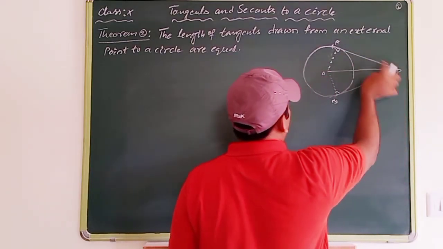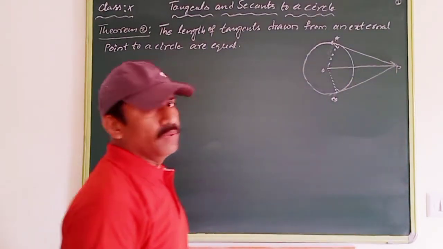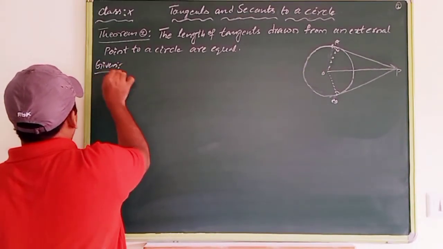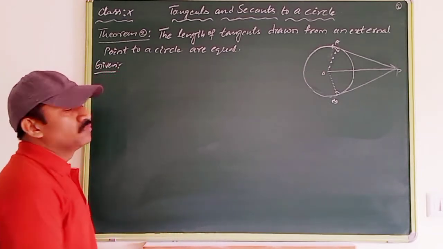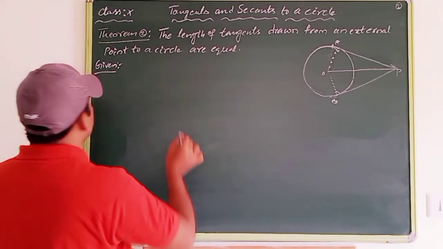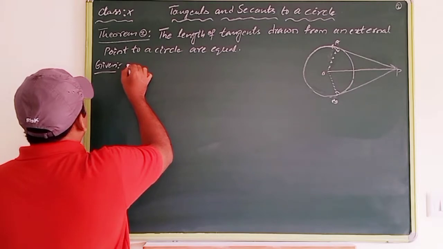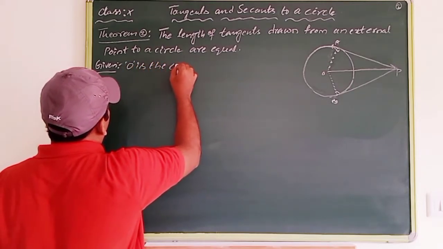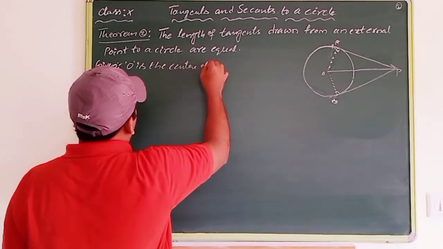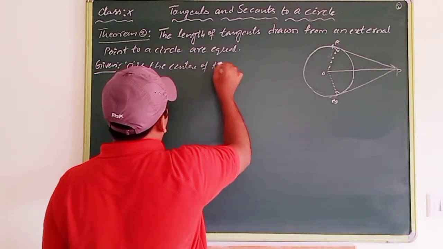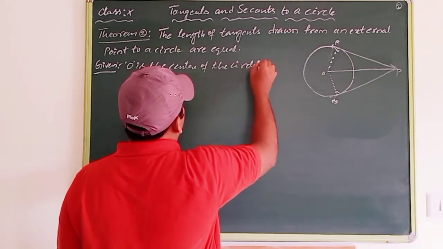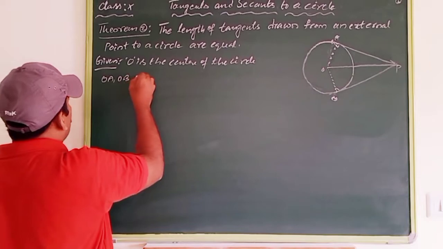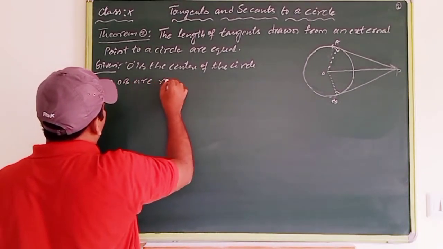Now what do we have to do? Prove PA equal to PB. How? What is given here? O is the center of the circle. OA and OB are radii.